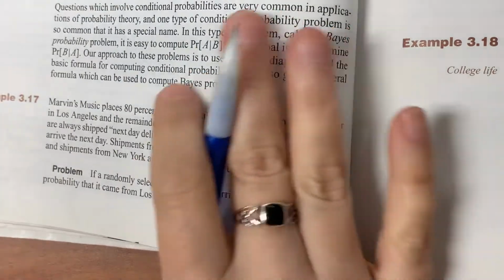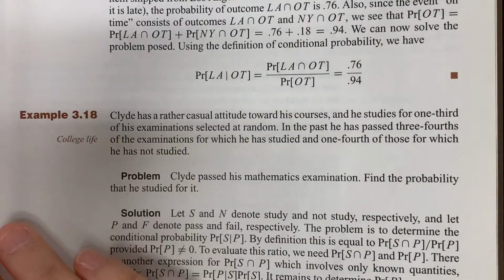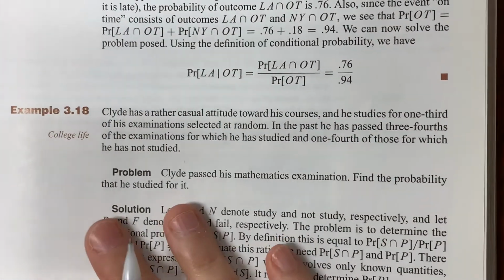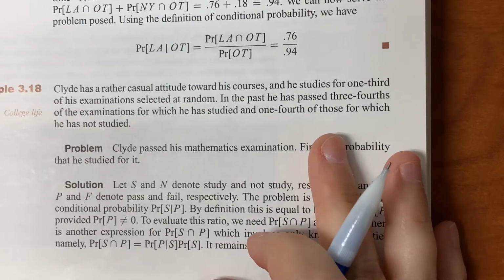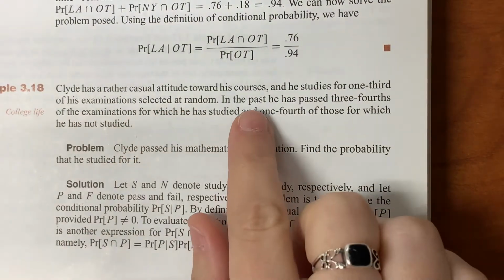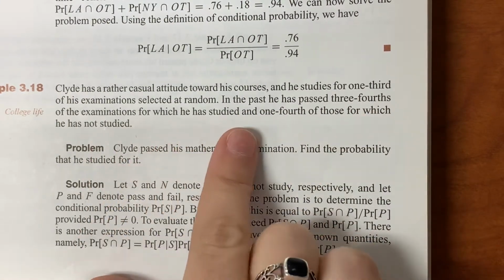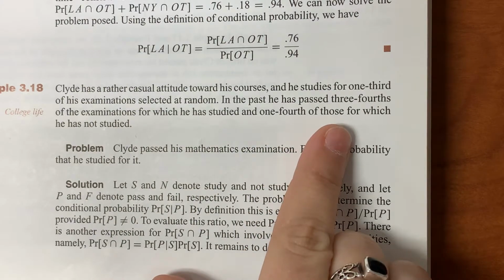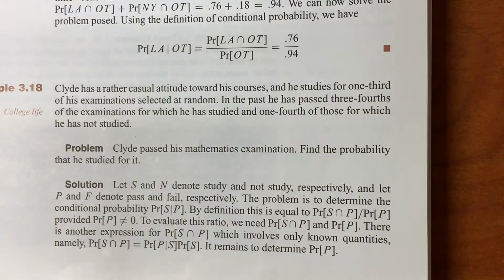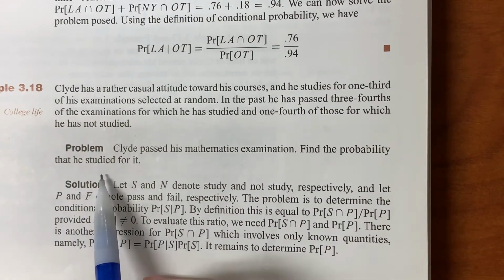Okay. The next one, this one right here, Clyde has a rather casual attitude towards his courses, and he studies for 1/3 of his examinations selected at random. In the past, he has passed 3/4 of his examinations for which he studied, and 1/4 of those for which he has not studied. All right, so the question is, Clyde passed his mathematics exam. Find the probability that he studied for it.